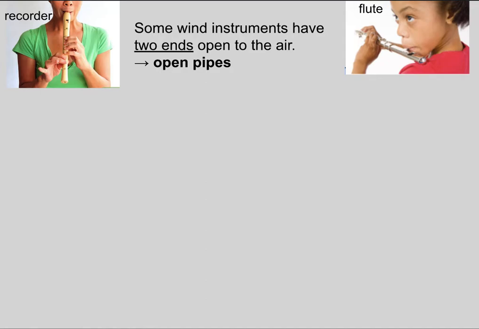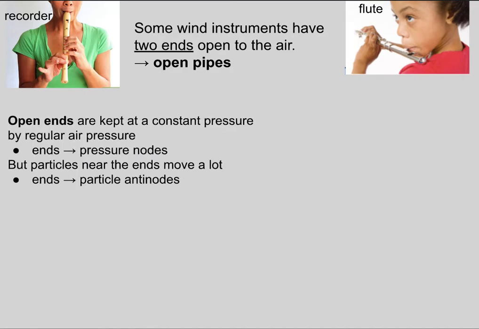Some wind instruments have two ends that are open, like a flute or a recorder. And these are referred to as open pipes because both sides of the instrument are open to the air. What happens here is that the air pressure, our normal air pressure, keeps the air pressure at the ends of this pipe at a very consistent level. So they are nodes of pressure. The word node meaning something that remains consistent.